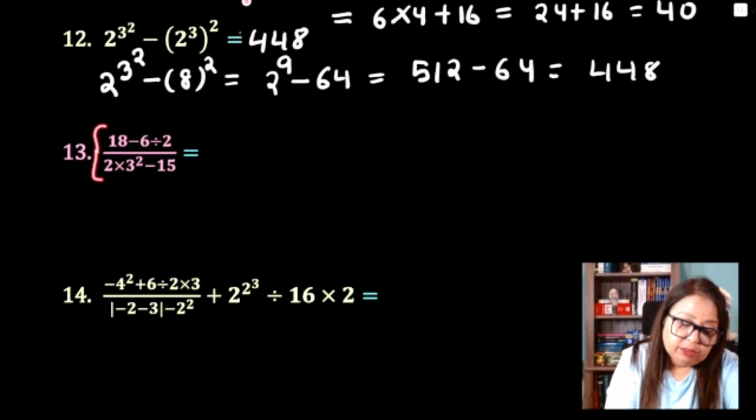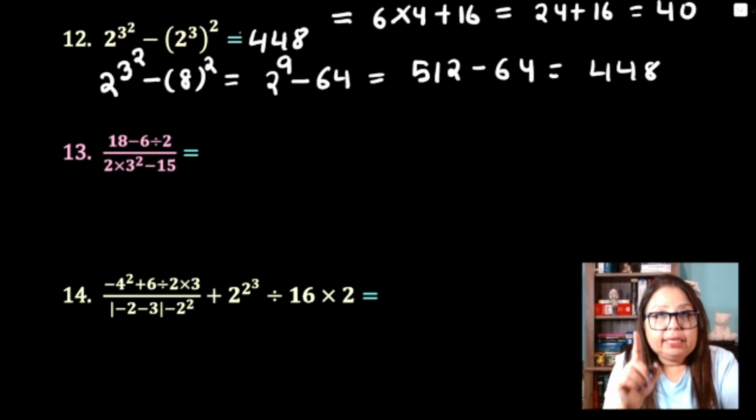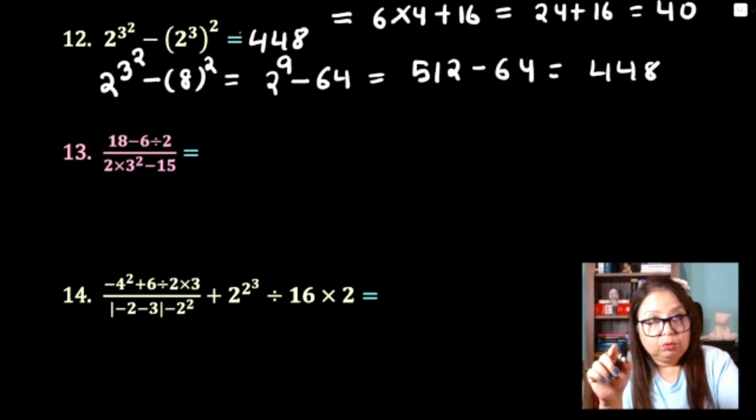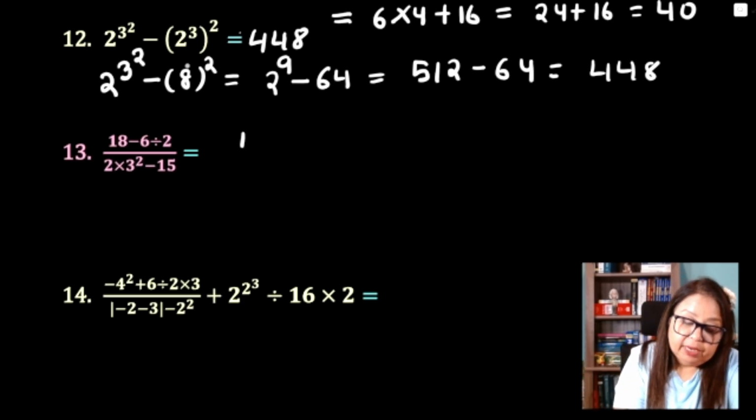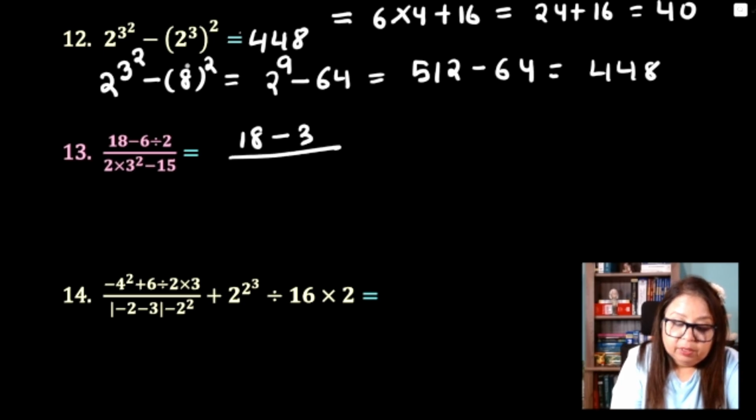Moving on to problem number 13. Here we have a fraction. So what we need to do is evaluate the numerator of the fraction and the denominator of the fraction. Numerator is 18 minus 6 divided by 2. There are only two operations in the numerator, a subtraction and a division. We know that division takes precedence over subtraction. So what do we do first in the numerator? We do 18 minus 6 divided by 2, which is 3.